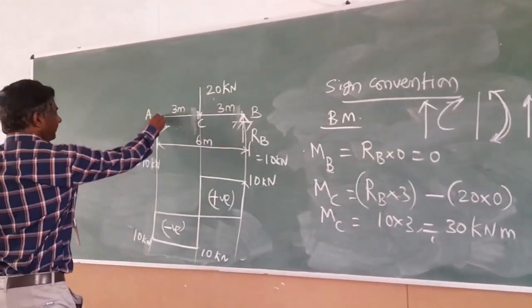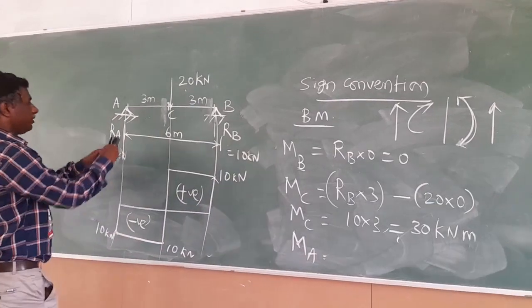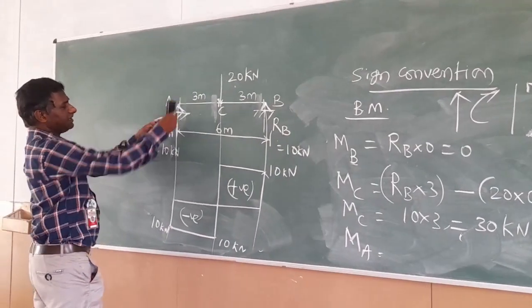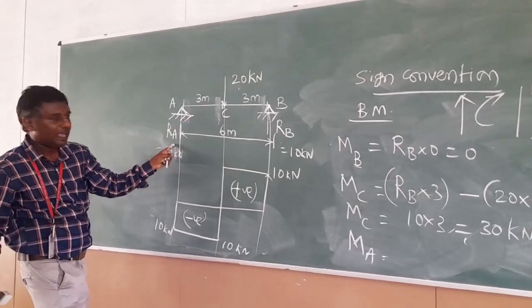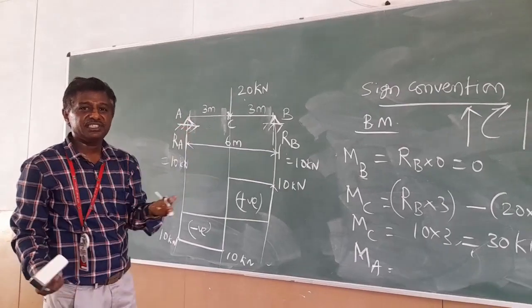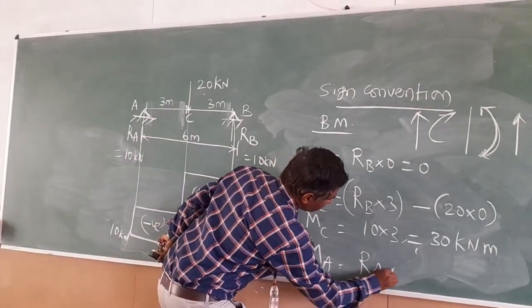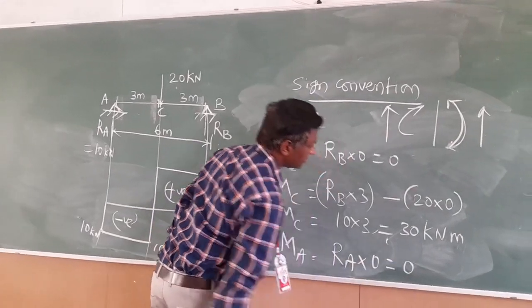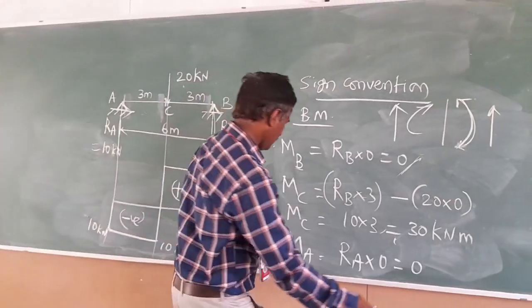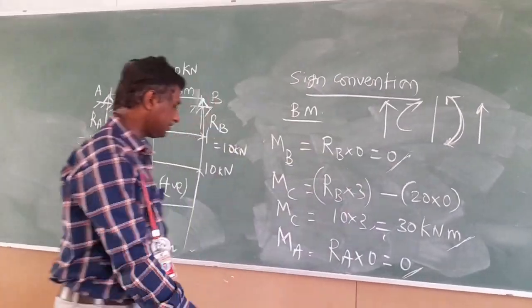What is MA? From this point, you can consider the right side or left side. Now consider the left side because only one force is there, RA, and RA lies on the same point. So RA into, there is no perpendicular distance. Simply it is RA into 0. RA equal to 0. So MA is equal to 0. M at point C is equal to 30 kNm. M at point A is equal to 0.